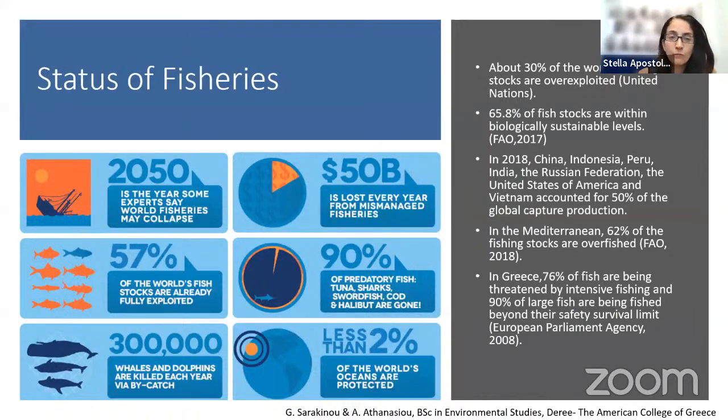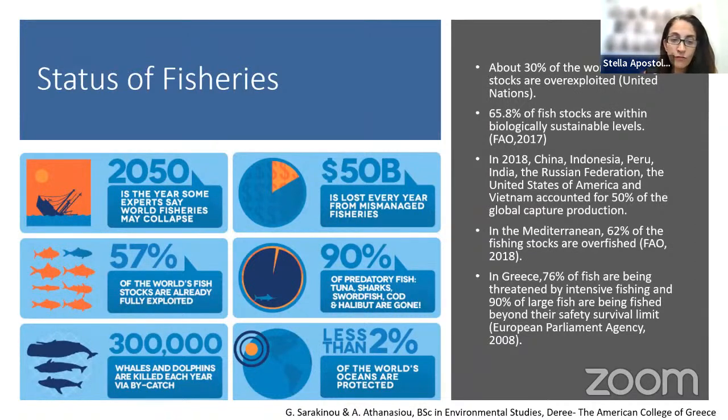In Greece, where I'm talking to you from, this number is much higher. 76% of fish are being threatened by intensive fishing, and 90% of large fish are being fished beyond their safety survival limit. This is also attributed to the fact that Greece is in the Mediterranean Sea, which is a closed basin, so the ecosystem does not renew so easily as in the open ocean.